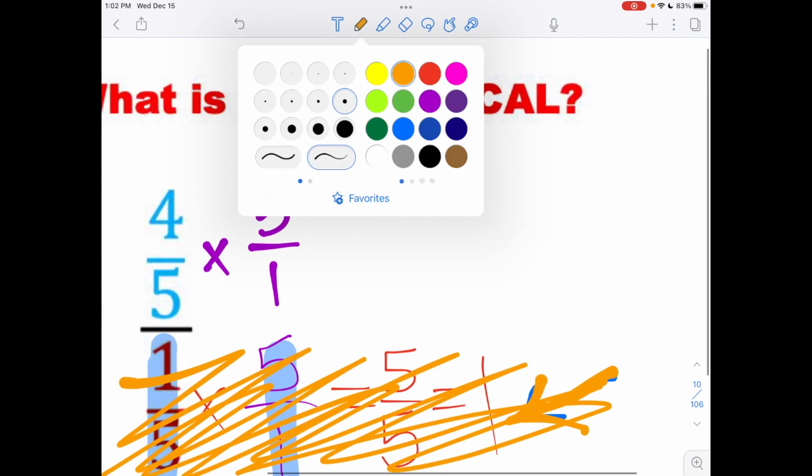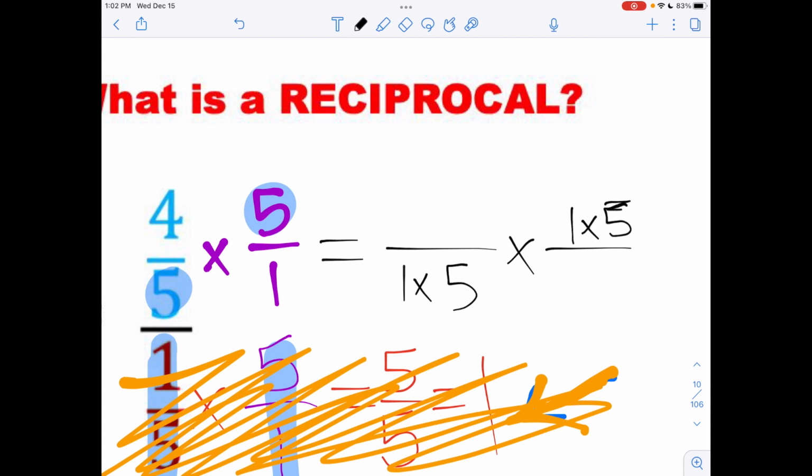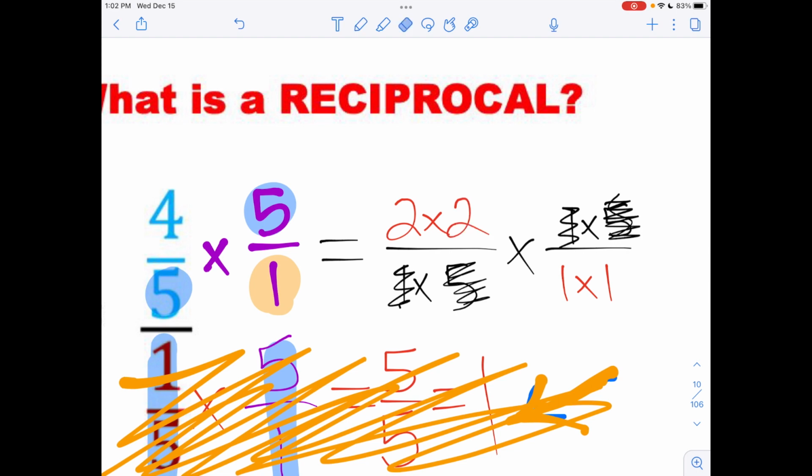Now I can go through and I can finish this problem on top. We've done a lot of multiplying with fractions. 5 is prime. So I'm going to write 1 times 5, 1 times 5, and I can cross out the 5s. And if I want to, I can cross out the 1s as well. Then I have a denominator of 1, and there's only one way to write 1. 1 times 1. I could write 2 times 2 for 4, but then I can't cross out anything. So instead, I'm going to write 1 times 4.